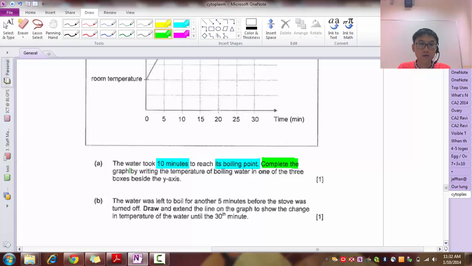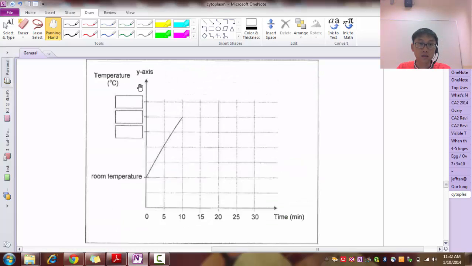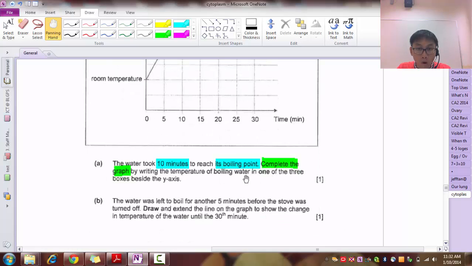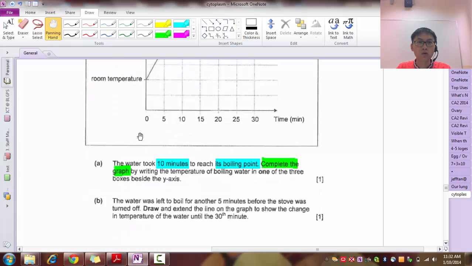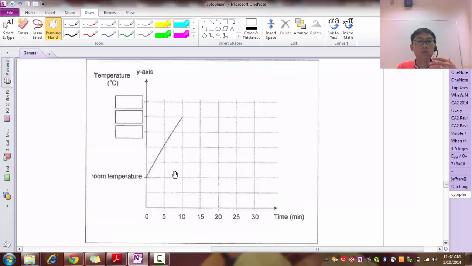Complete the graph by writing the temperature of boiling water in one of the 3 boxes beside the y-axis. This is the y-axis. You're supposed to write the boiling temperature of water in one of the 3 boxes, not all 3. So, okay, let's see. The water took 10 minutes to boil. So let's look at the graph. 0 minute, 5, 10 minutes. So it took 10 minutes to boil.